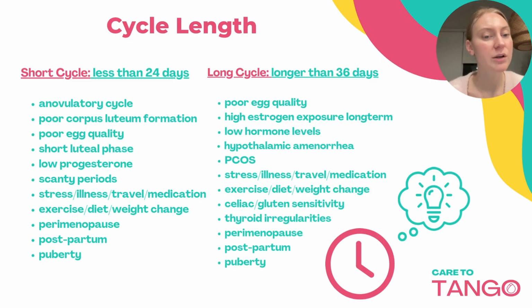Long cycles, longer than 36 days, we could see poor egg quality again, high estrogen exposure long term, low hormone levels, hypothalamic amenorrhea, meaning you're going a long time without seeing a period. You could have PCOS. This could be due to stress, illness, travel, medication, again with the exercise, diet, and weight changes. Perhaps you have a sensitivity, celiac disease, or a gluten or dairy sensitivity. You could have a thyroid irregularity, perimenopause, postpartum, or puberty.